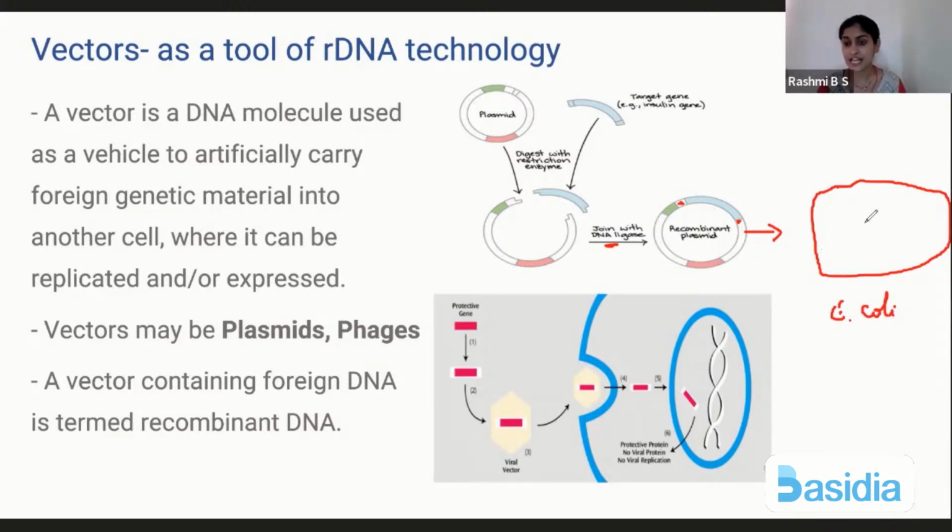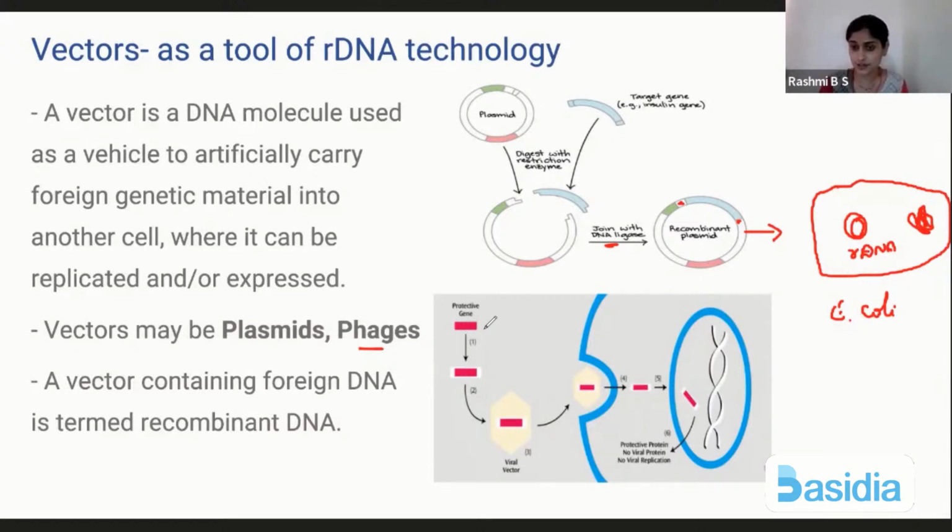So now I transfer this plasmid into E. coli cell. Okay, so now this is rDNA, right? Whatever the E. coli is having is its own DNA, and in addition, it is having its main DNA. That is different. Okay, so now your E. coli is a recombinant cell, right? Yes.